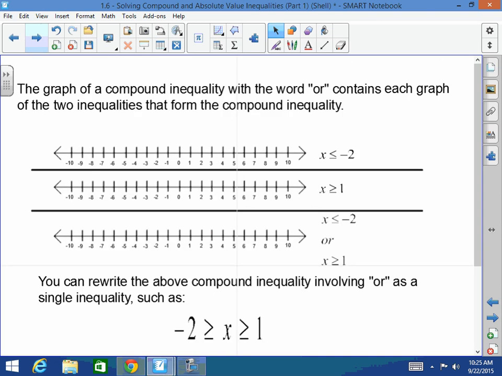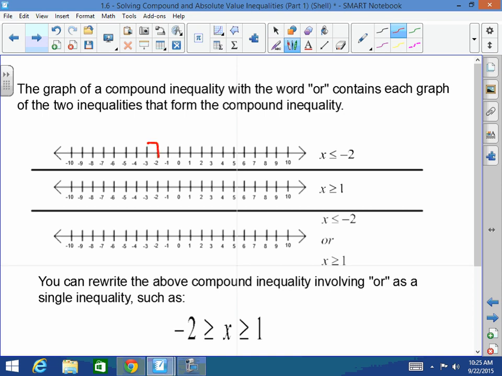Now, let's look at the ors. The graph of a compound inequality with the word "or" contains each graph of the two inequalities that form the compound inequality. When I'm looking at an "or" compound inequality, check out what's going to happen. In this particular case, I have x is less than or equal to -2.